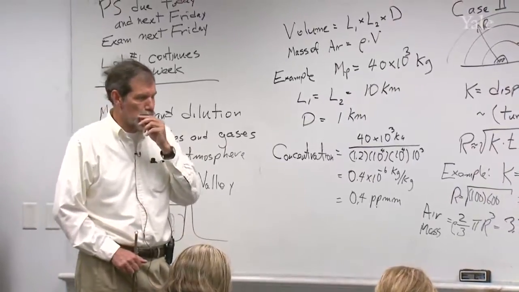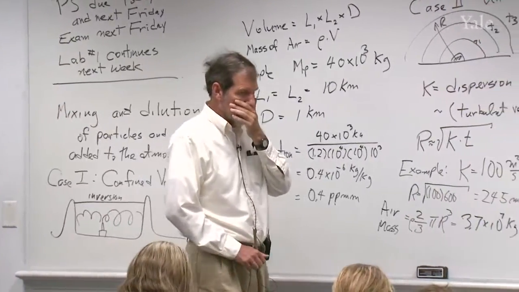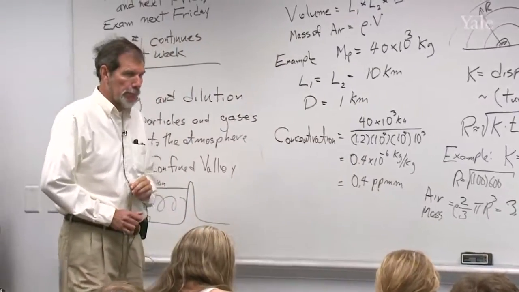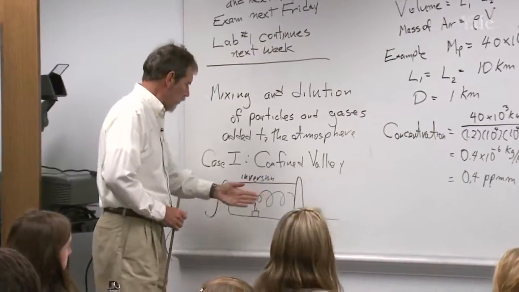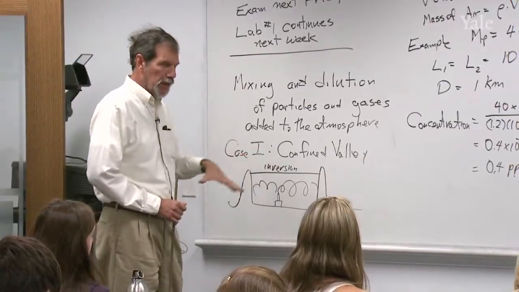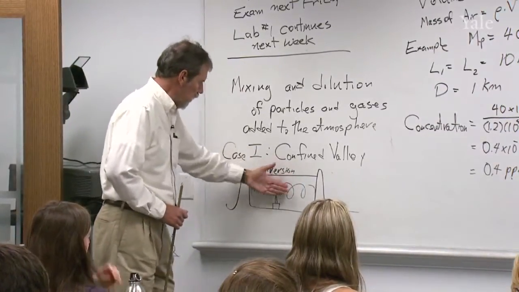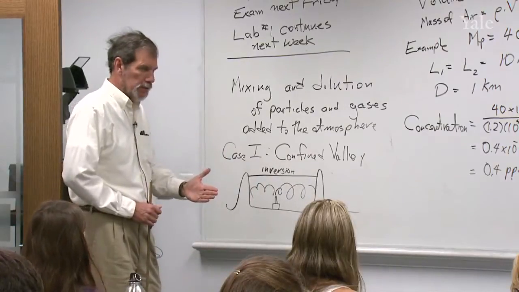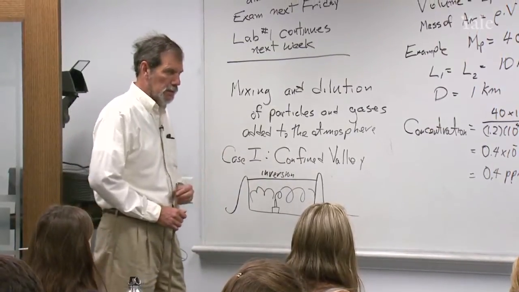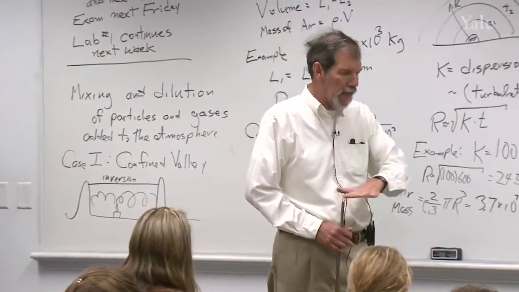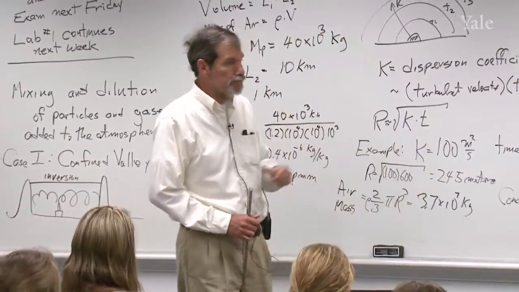Yeah. What is L1 and L2 again? The horizontal dimensions of the valley. Oh, it's like the area. Well, the product is the area of the valley, but L1 is a dimension in one direction, L2 is a dimension in the other direction. If you want to know the base area of the valley, that's L1 times L2.